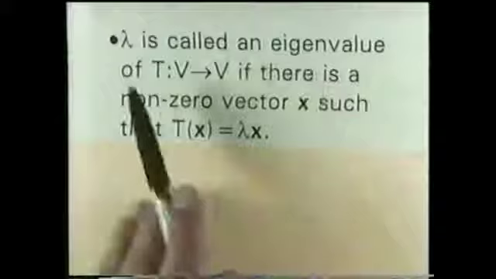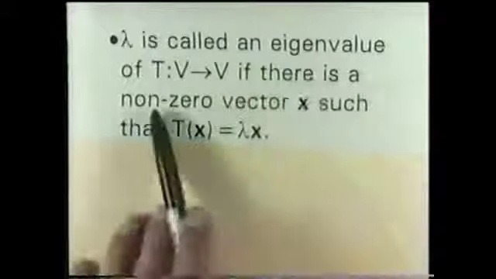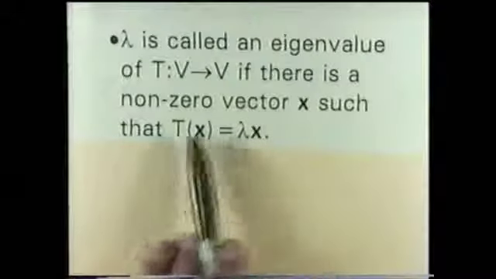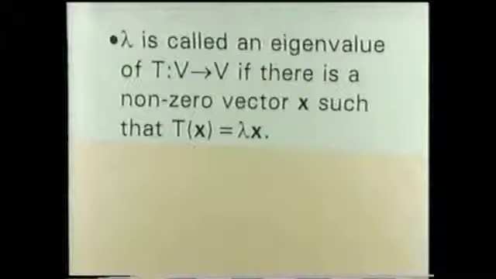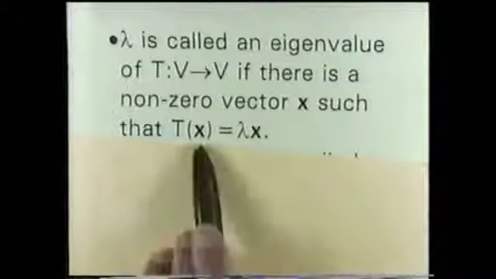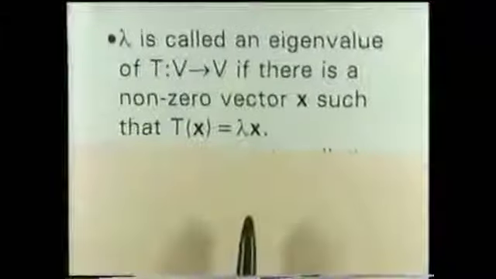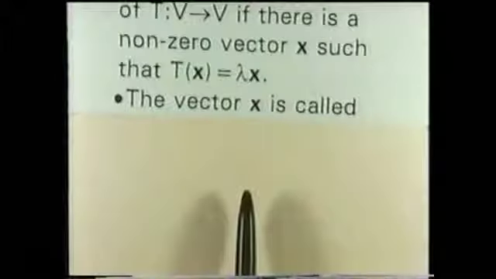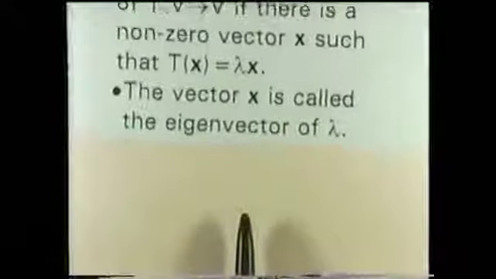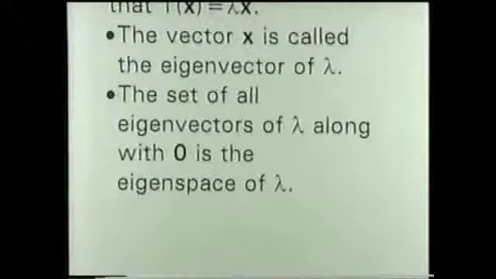Lambda is called an eigenvalue of the linear transformation T, mapping V into V, if there is a non-zero vector x such that Tx is equal to lambda x. So the only difference is rather than using A, we put T, but Tx is Ax. Now T as a function of x is matrix A times x. So we're going from a function to multiplication, but we discussed that in the previous tape. The vector x is called the eigenvector of lambda. The set of all eigenvectors of lambda along with 0 is the eigenspace of lambda. So it's exactly the same thing.